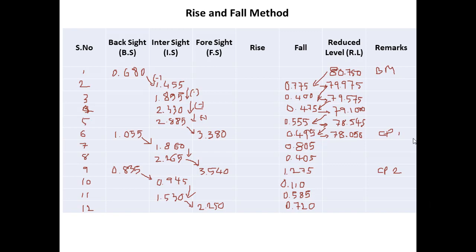So 78.050 minus 0.805 gives the answer of 77.245. So 77.245 minus 0.405 gives the answer of 76.840.